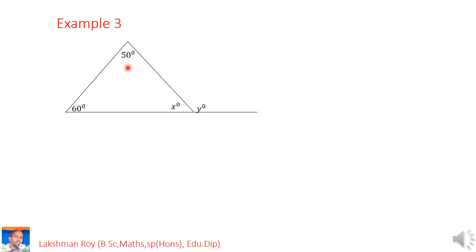Now you can see in this question, x is unknown, y is unknown. That means there are two unknowns. That means you should find the value of x and also the value of y, right? So let's see. You can see 60 degree interior angle, 50 degree interior angle, x degree interior angle. So these three are in a triangle.